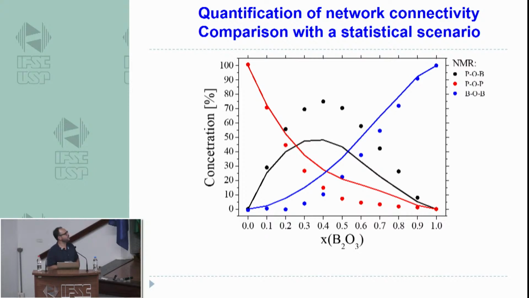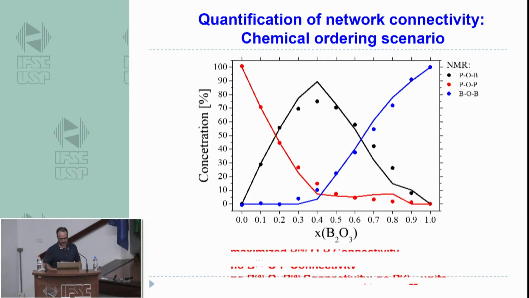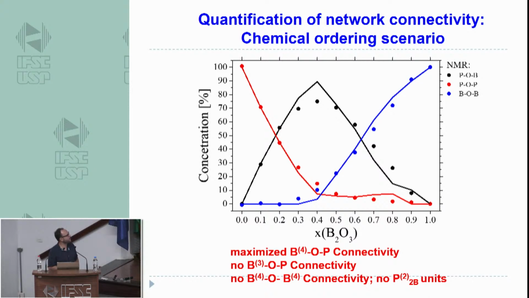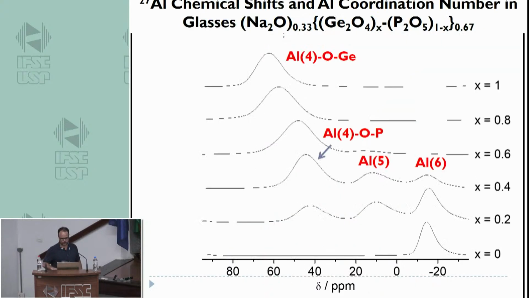So if it's a completely random distribution of POP and BOB linkages, we would have the solid curves here, and the experimental data gives us the circles here. You see that we have a deviation from statistics. And then if we assume a scenario where we maximize the number of BOP linkages, we have this scenario here. You see it's much closer to the experimental one. Then we can say that in these borophosphate systems, the POB linkage is preferential. It's not a statistical distribution of heterolinkages.